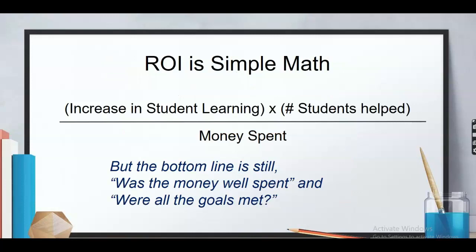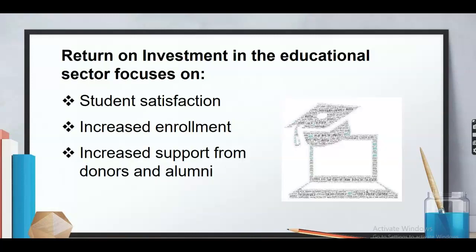ROI is simple math. You talk about increase in student learning times the number of students that were helped and divide that by money spent. The product of these three items is the ROI. So this is how they compute it. But the bottom line is still about money. Was the money well spent? And were all the goals met?